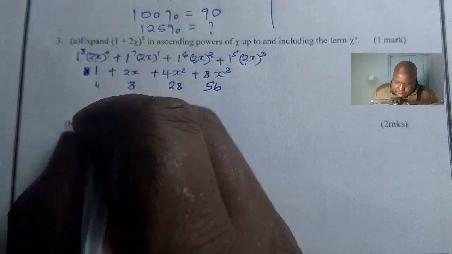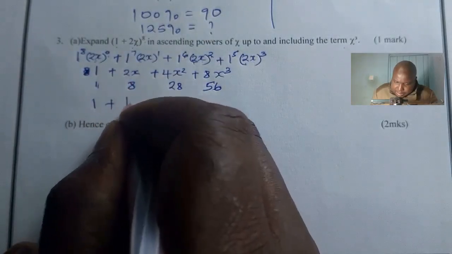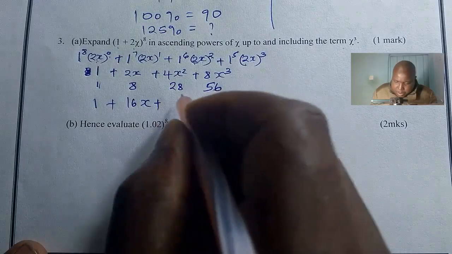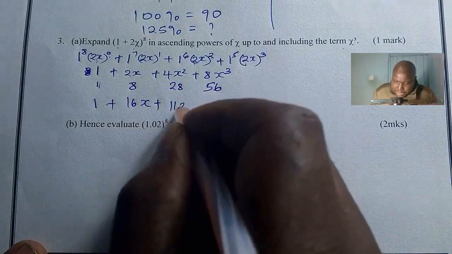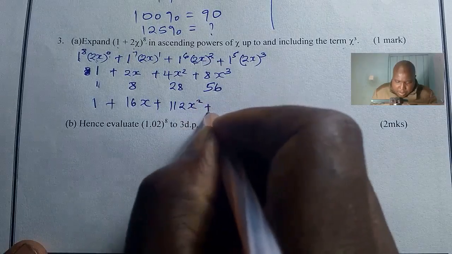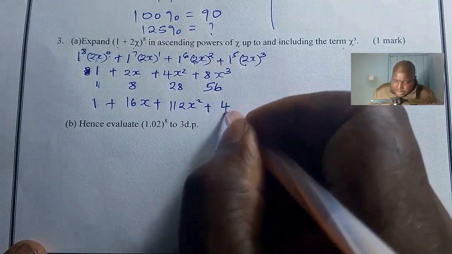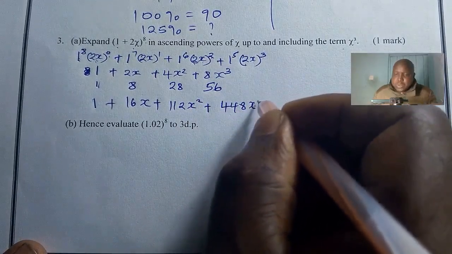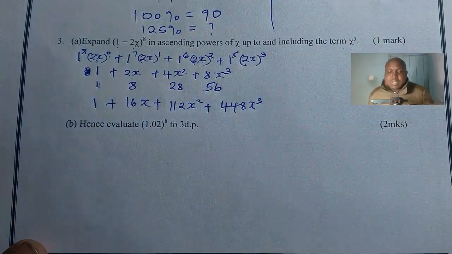So this is 1 plus 16x plus 112x squared plus 448x cubed. So that is our expansion.